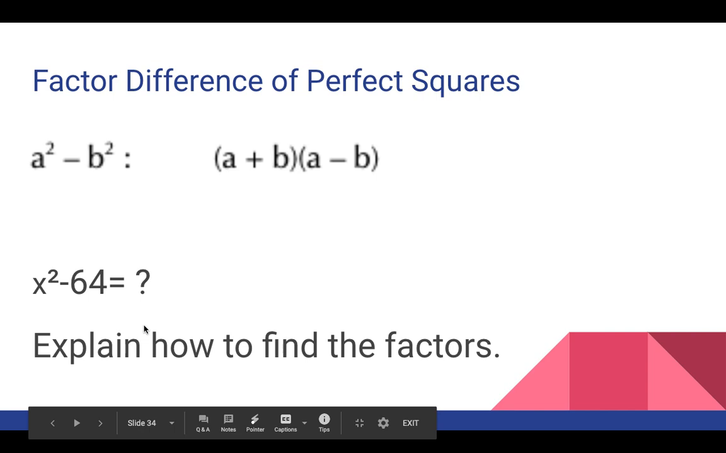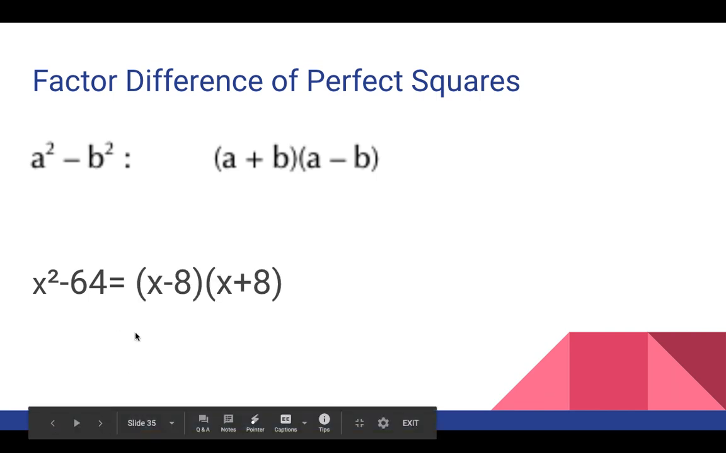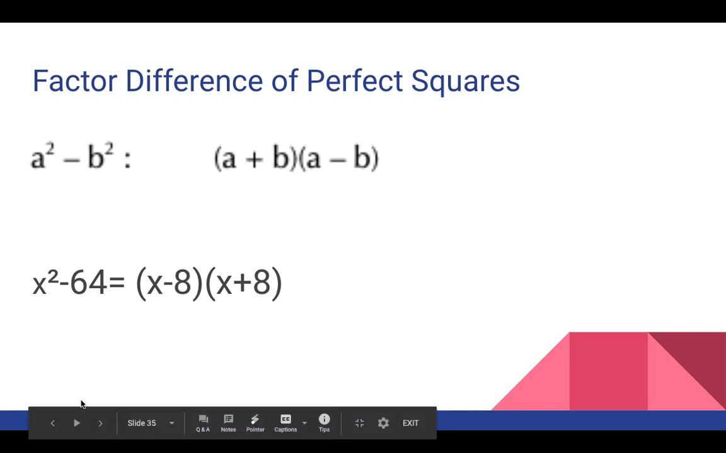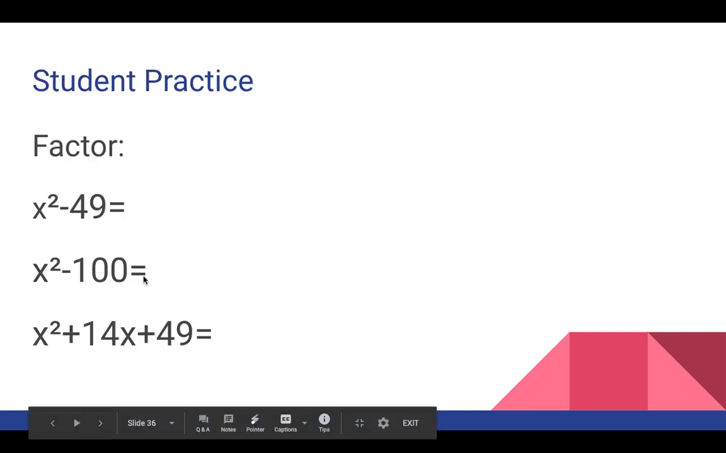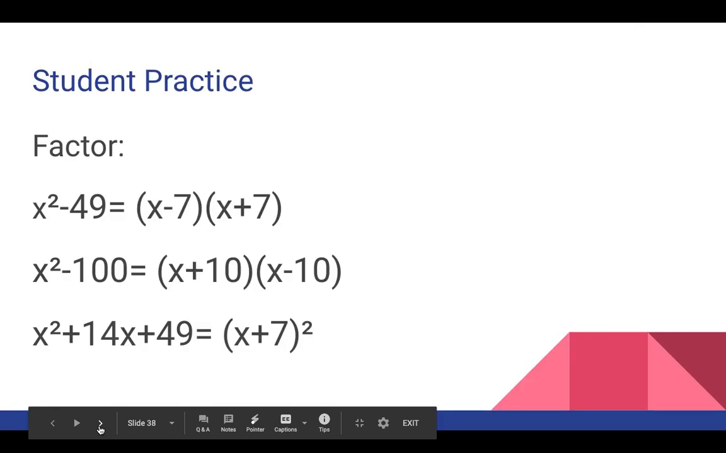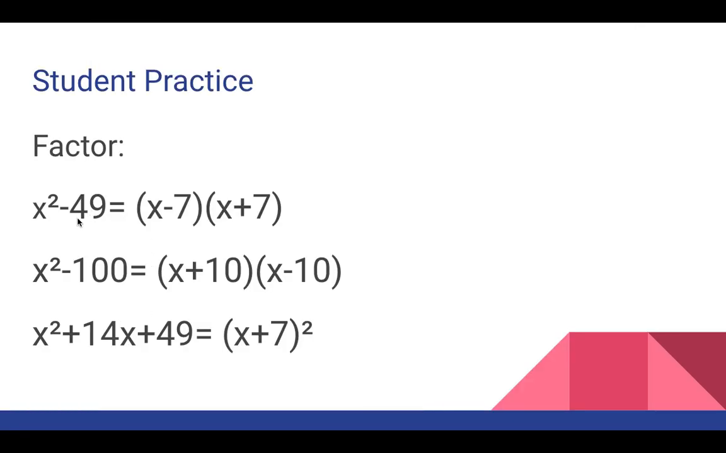So factor this. Pause the video. So the square root of 64 is 8, so it's x plus 8 times x minus 8. Pause the video and factor all three of these, please. So the first one is the difference of squares, so it's x plus 7 times x minus 7. Difference of perfect squares, x plus 10 times x minus 10.